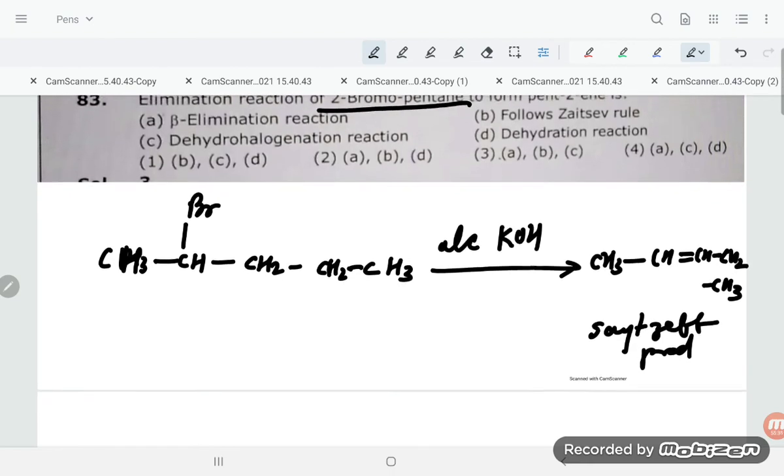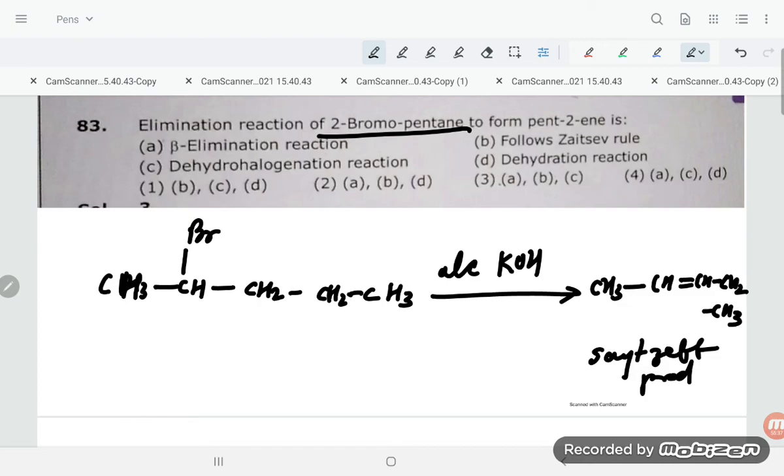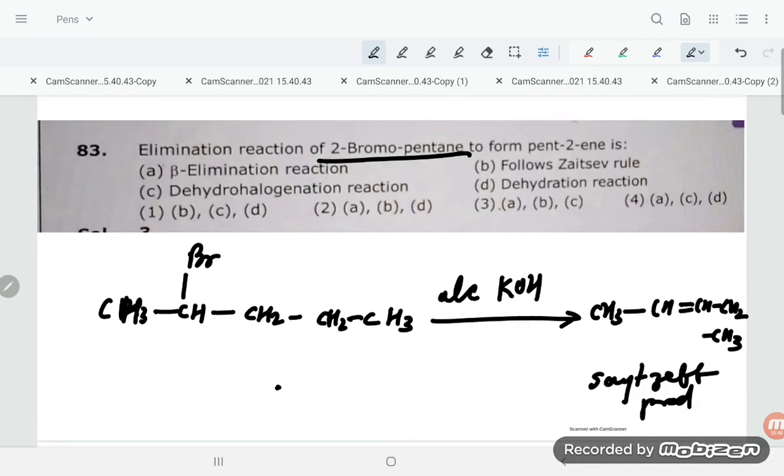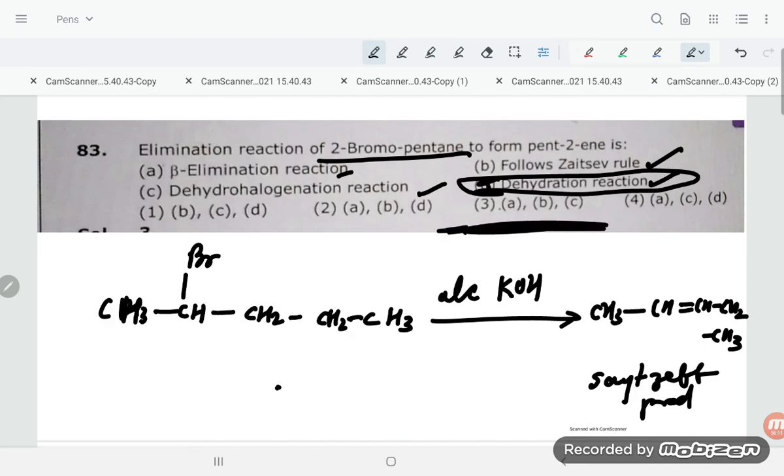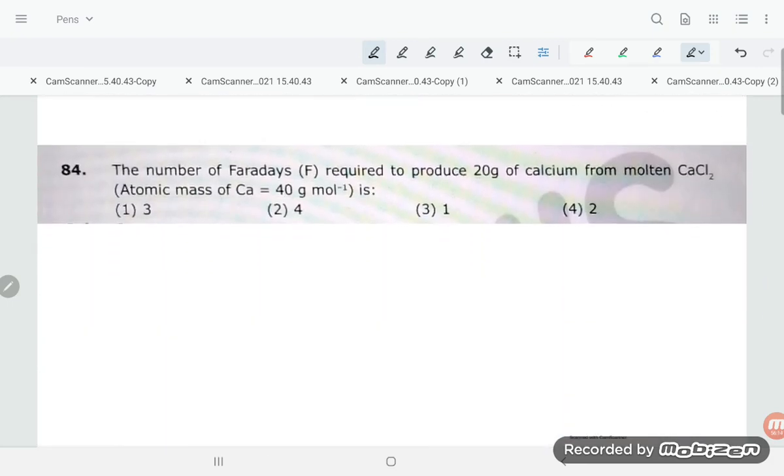Okay, so they are saying this reaction is firstly dehydrohalogenation. So what are they saying: elimination reaction is beta elimination, that is correct, followed by Saytzeff rule, correct, dehydrohalogenation reaction, correct, dehydration is also correct? So which is the correct option, student? Dehydration is not correct here; it is dehydrohalogenation, not dehydration. So the correct option is option number third. A, B, C is correct, student. Dehydration means alcohol will go.